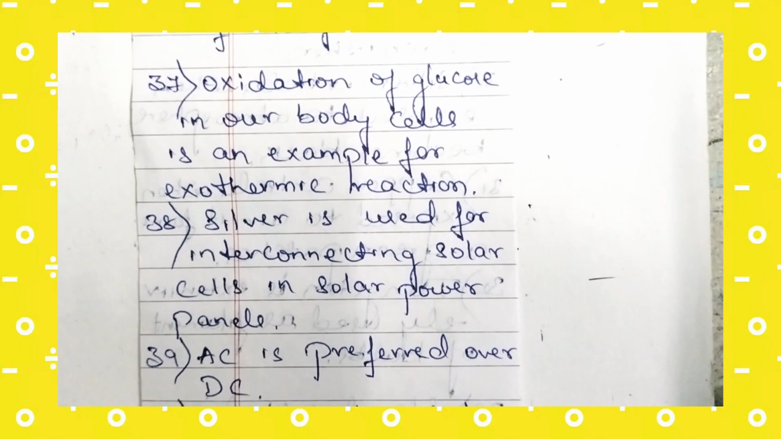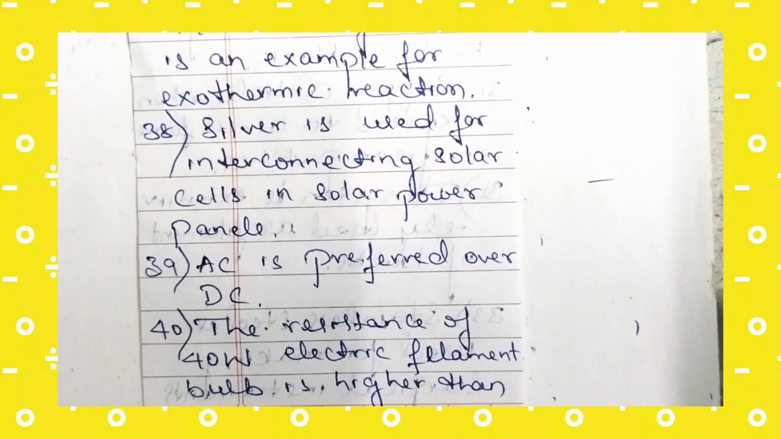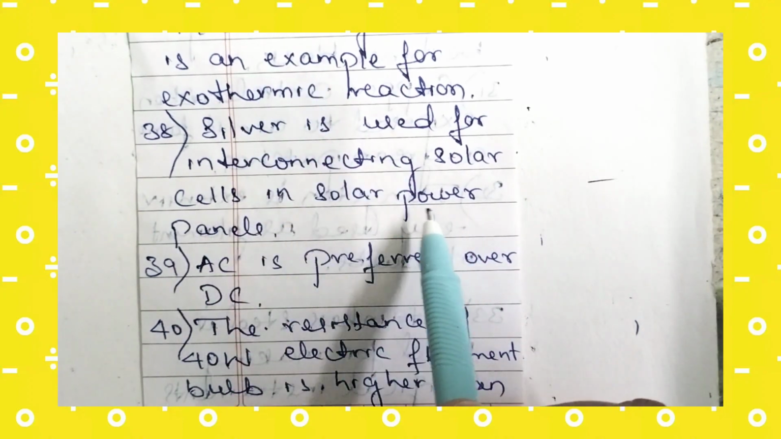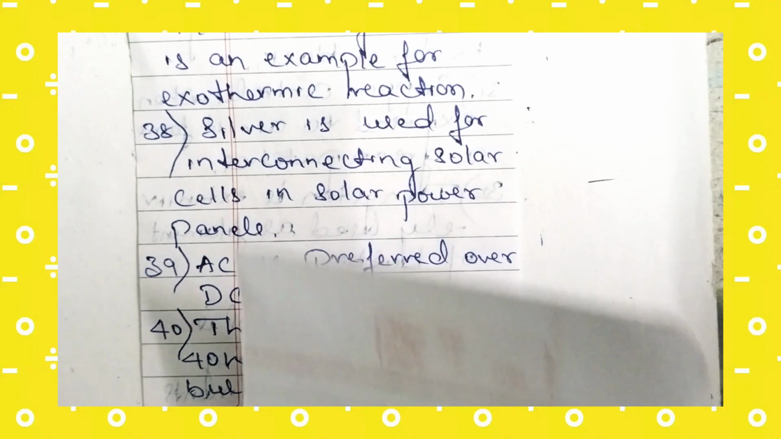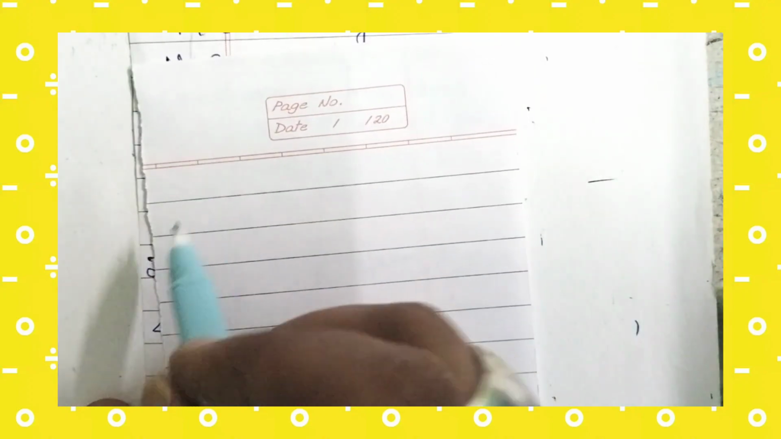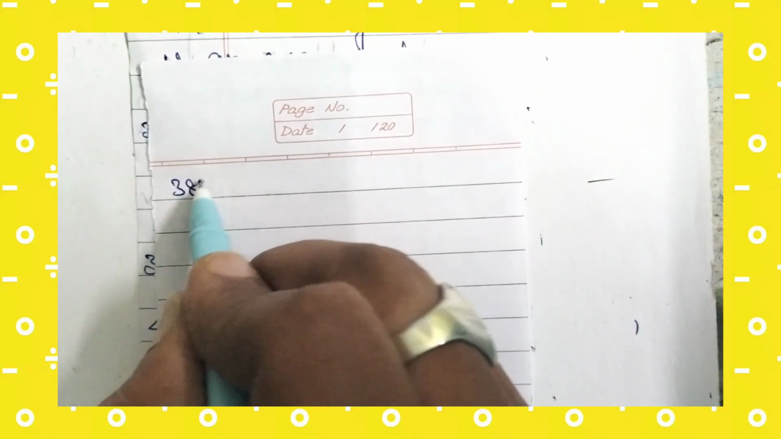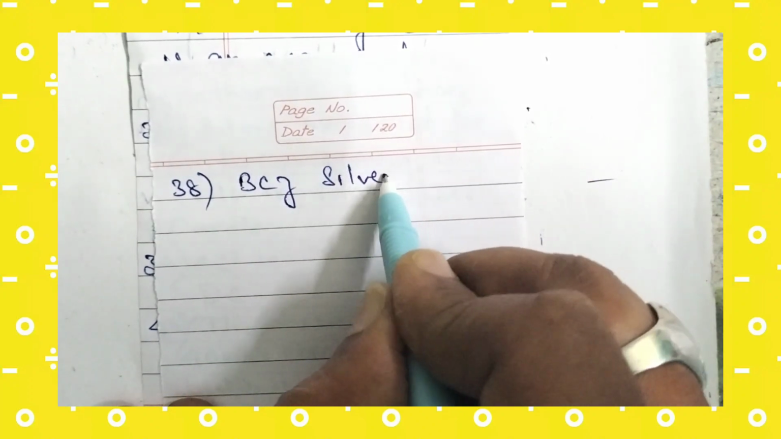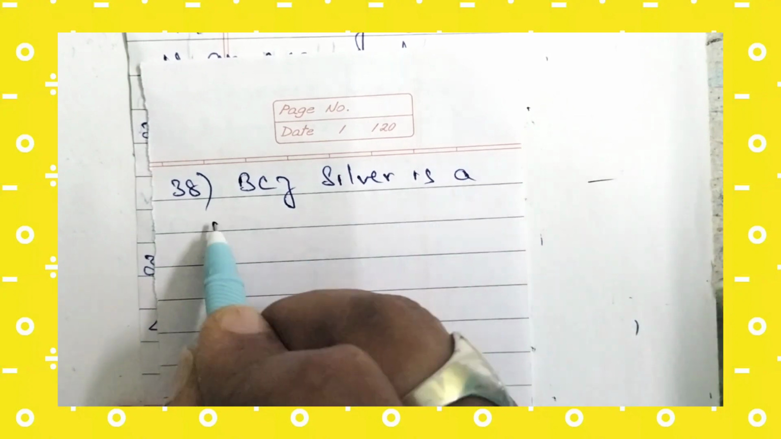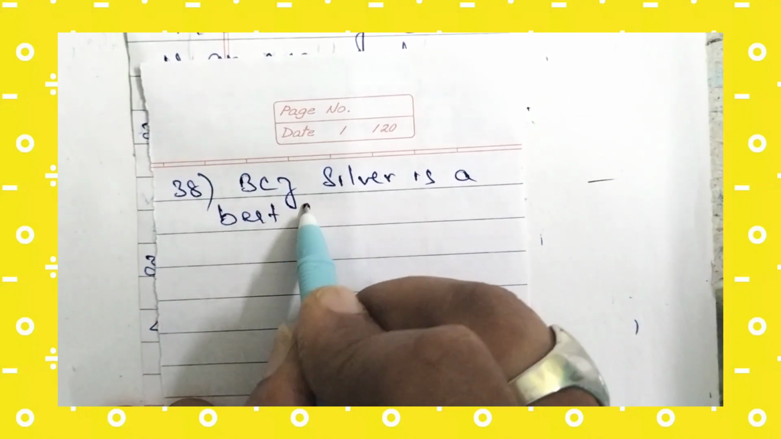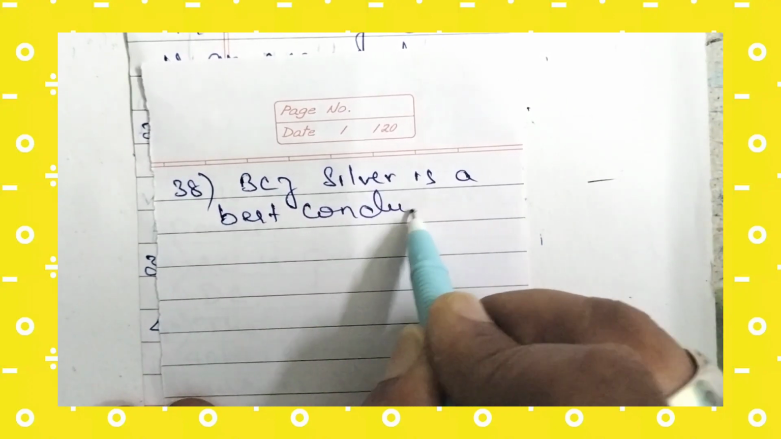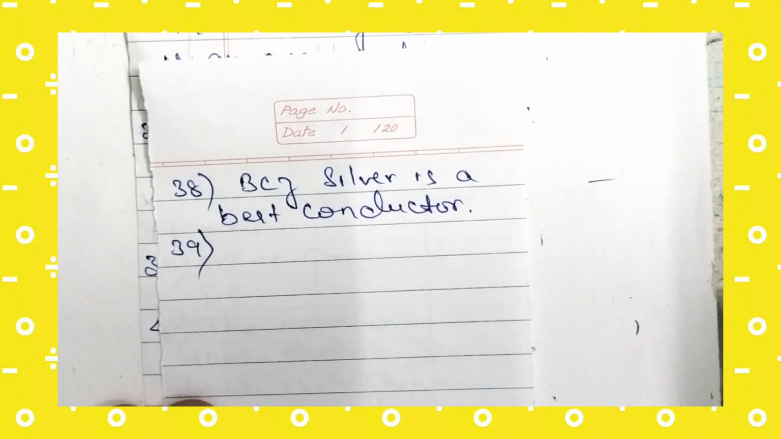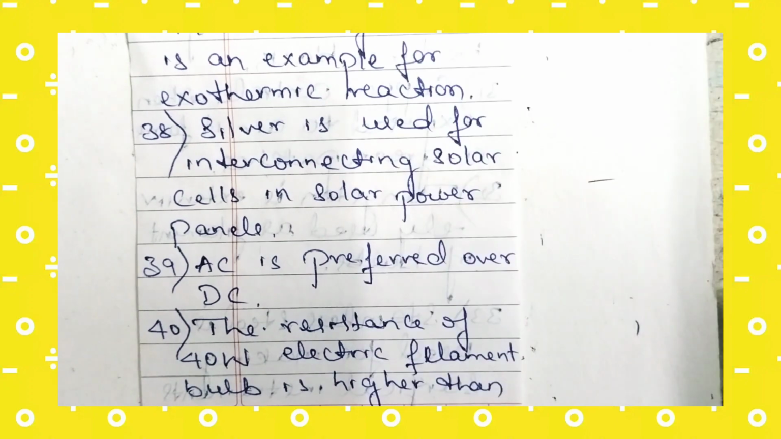Silver is used for interconnecting solar cells in solar power panels. So now let us answer question 38, because silver is the best conductor. Now let us move to question number 39.